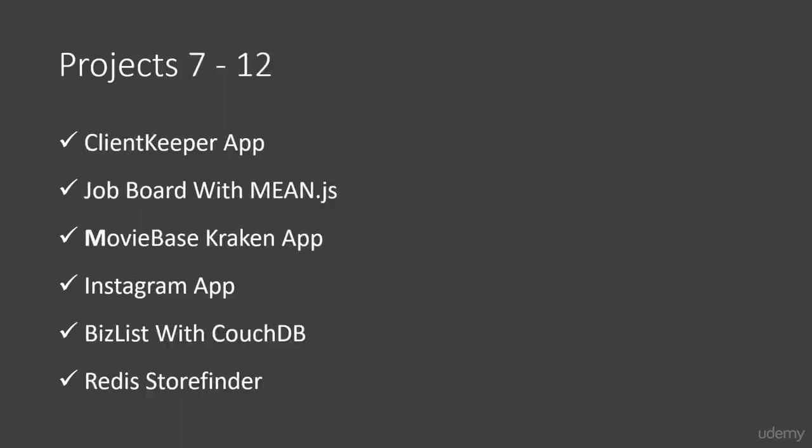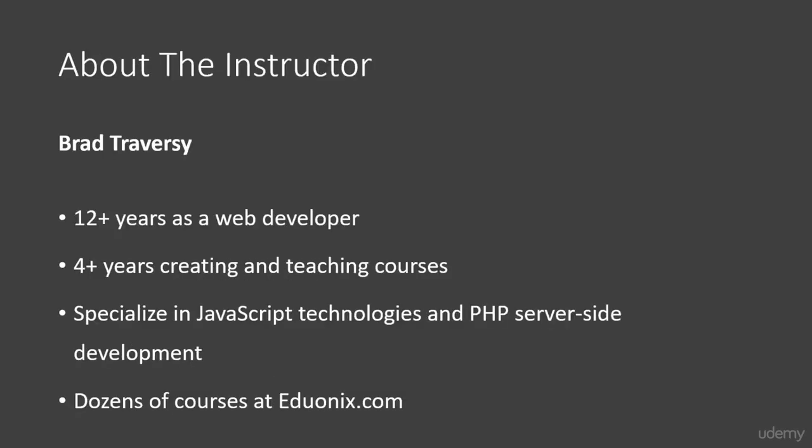Project 7 will be a client keeper app. This will be a MEAN stack application from scratch. Then we'll build a job board with the mean.js generator. A movie base using Kraken, which is an extra layer added over Express to build better MVC type applications. We'll build an Instagram application where we can work with the Instagram API, and then we'll build a biz list, a business listing application using CouchDB, and then finally we'll build a store finder using Redis and Google Geocode.